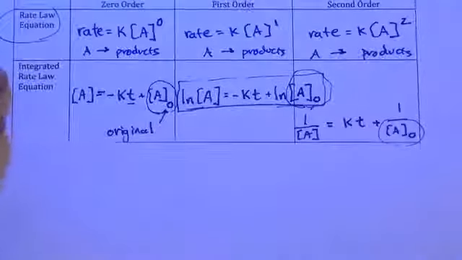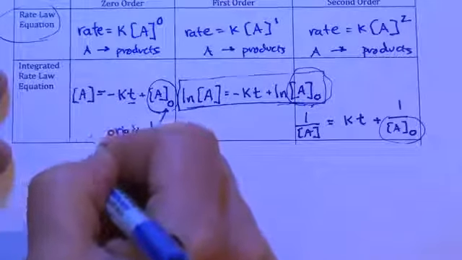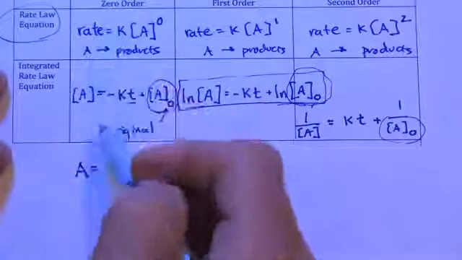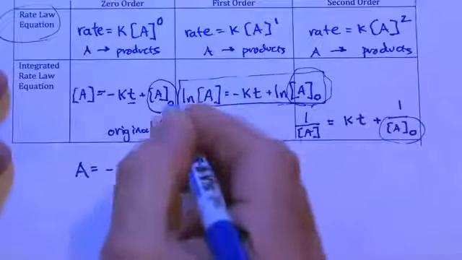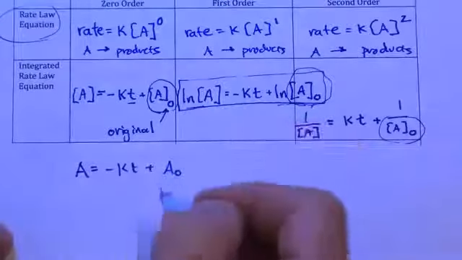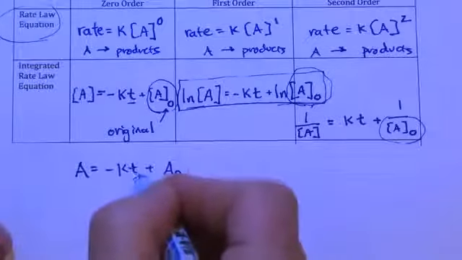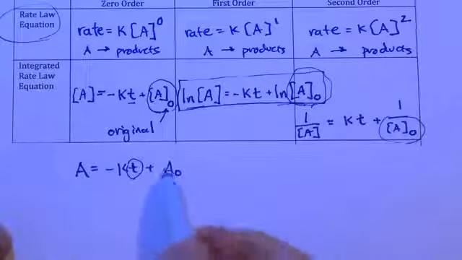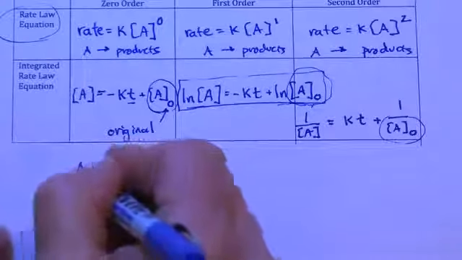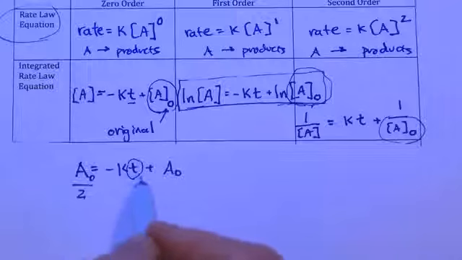I'll do the 0th order one for you by saying that A in this equation for 0th order is equal to negative KT plus A naught, and I'm just going to remove the brackets because it's going to make it a little bit easier to show you the math. And we want to know what time it is going to be when we're at half the original amount. So I could write this as A naught divided by 2, and I'd be at half the original amount. And now rearrange this equation solving for T.